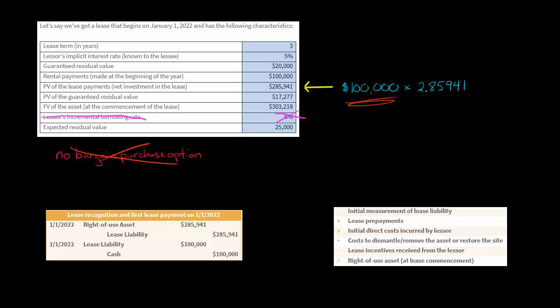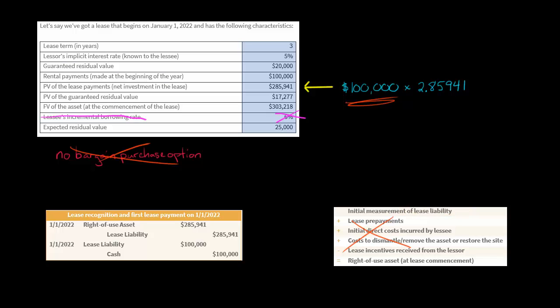Why? Because I made it a simple example. If you remember, I had another video where I showed you how to calculate the right of use asset. You start with the initial measurement of the lease liability, which in this case is $285,941. You add lease prepayments, initial direct costs, any costs to dismantle or remove the asset, and then subtract any incentives received from the lessor. But we don't have any of that in this example because I wrote it in a simple way where we just have the lease liability, and so that's going to be equal to the right of use asset.